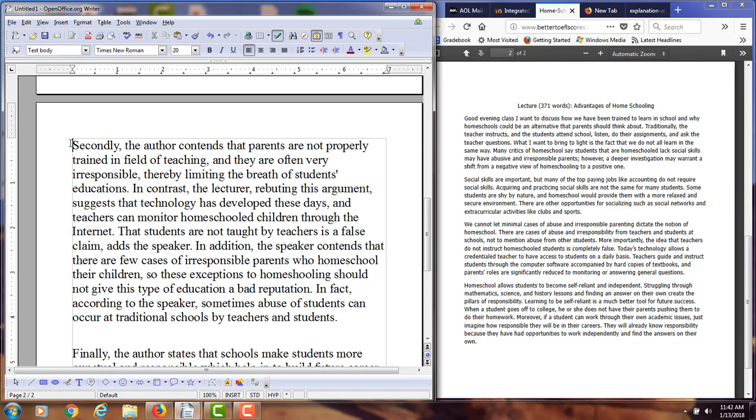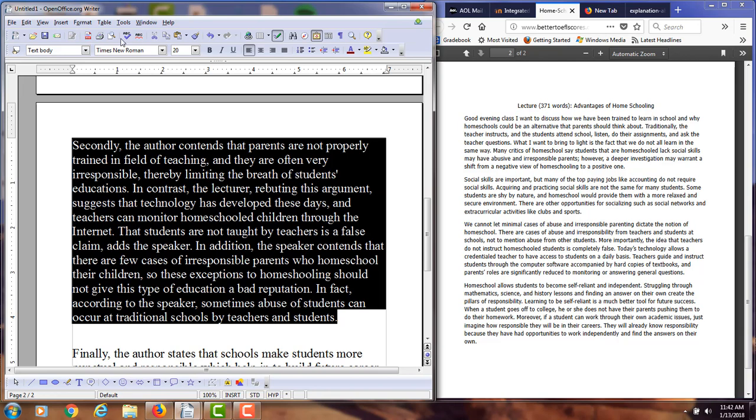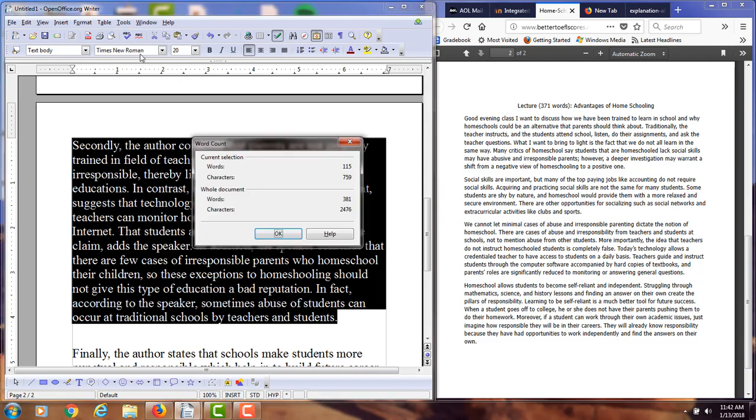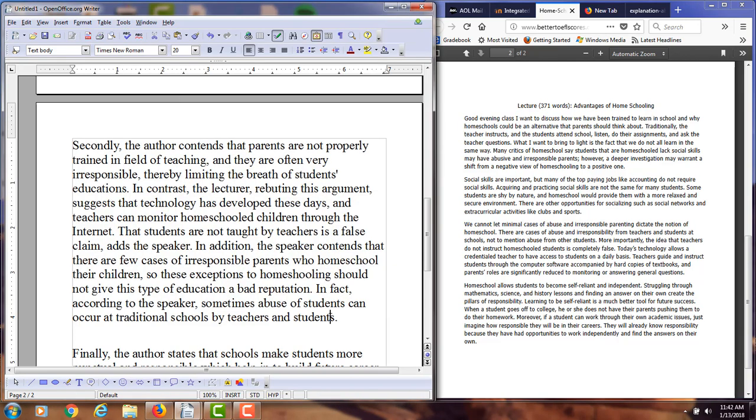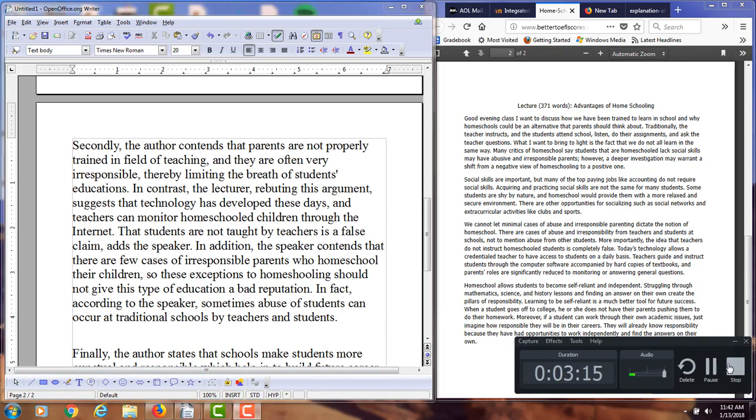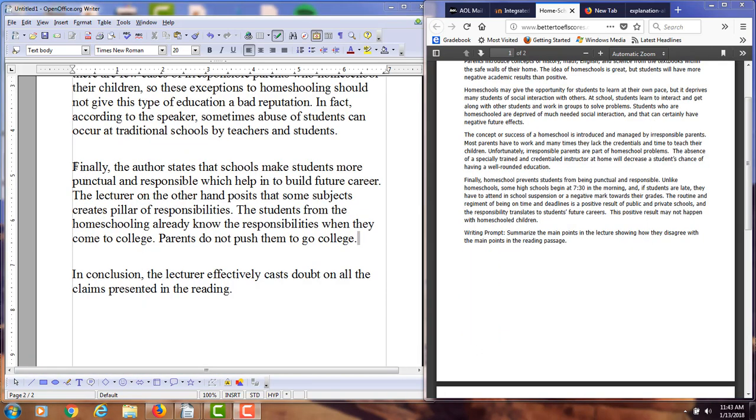Okay, I think that we're in pretty good shape there. How many words do we have in this paragraph? So we got about 115. Okay, we're now ready to go on to the next. Okay, let's take a look at your last body paragraph here.